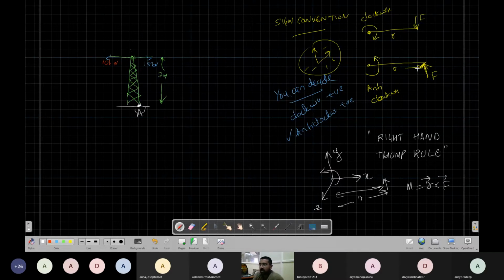Remember this comes from the vector cross product. In the vector cross product, your moment is clockwise or anti-clockwise. If it is a clockwise motion, then the clockwise moment is basically the moment along the z direction. Anti-clockwise, it is like this.